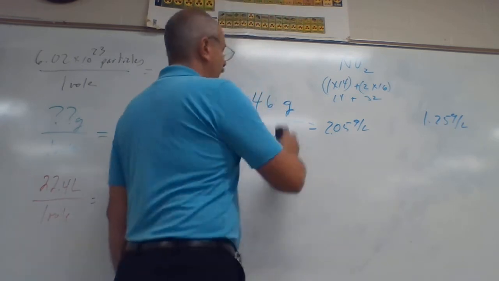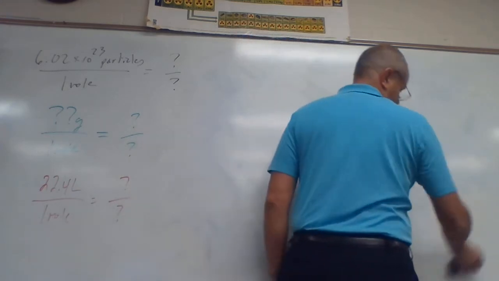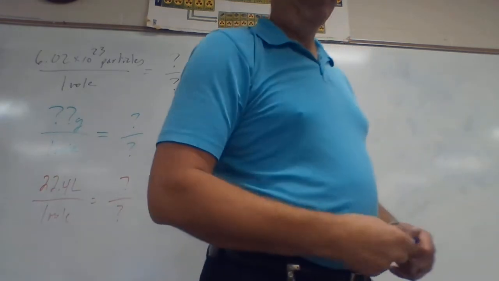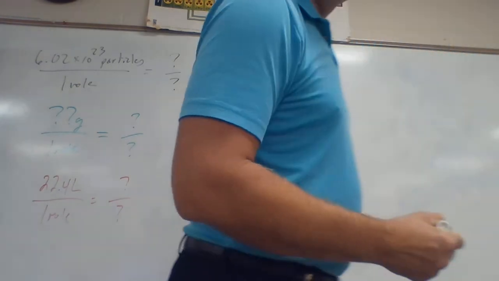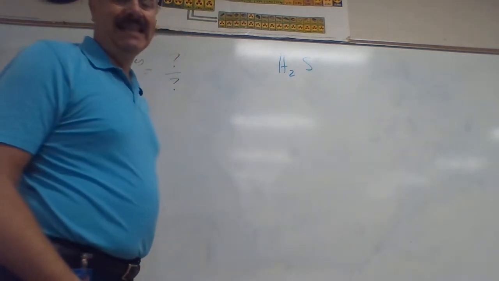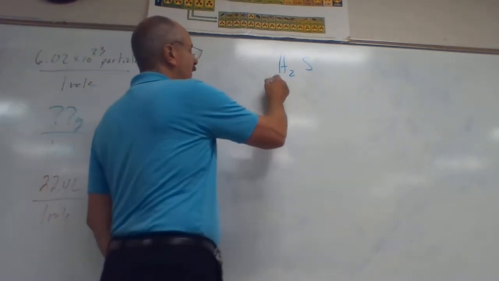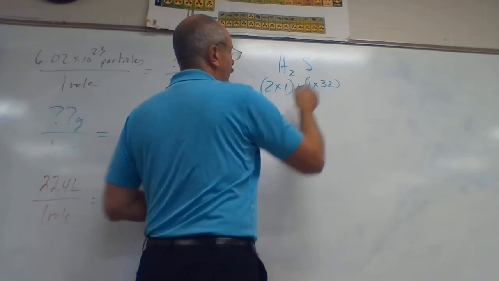All right, now we go to the calculate percent composition one. I think it's number 60, right? Yep. So we're going to calculate the percent composition of each compound. So I've got H2S. So in order to do this one, figure out its molar mass. It's 2 times 1 plus 1 times 32.